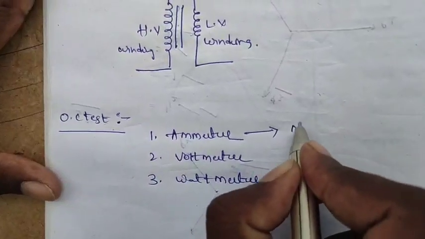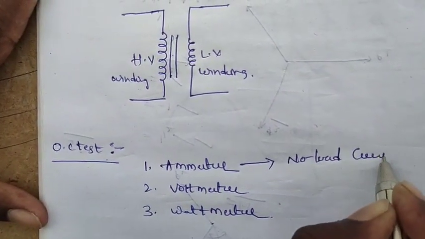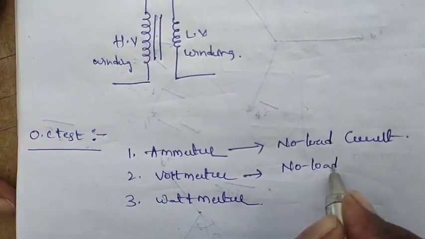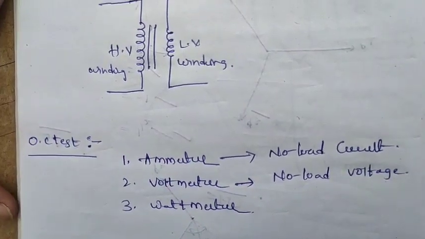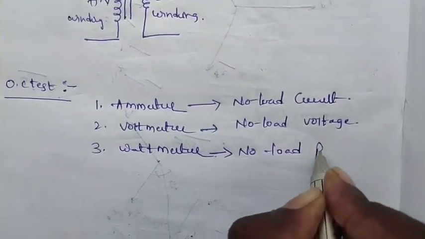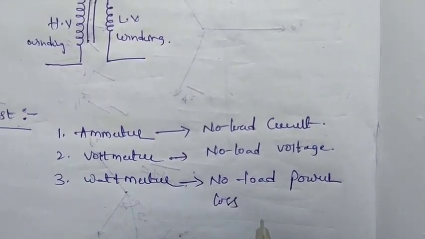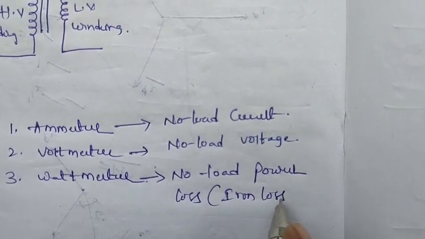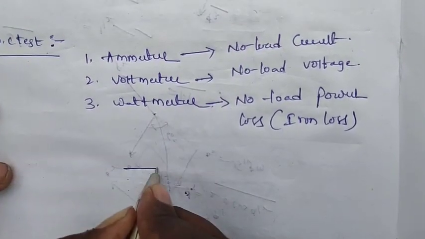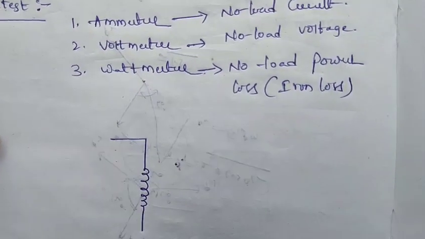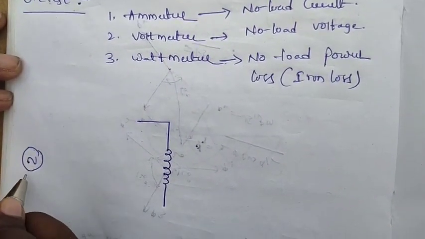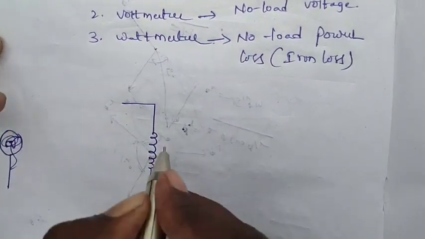The ammeter reads the no load current. The voltmeter reads the no load voltage. The wattmeter reads the no load power losses, that is equal to the iron loss. This one is the transformer. I am connecting the AC supply.